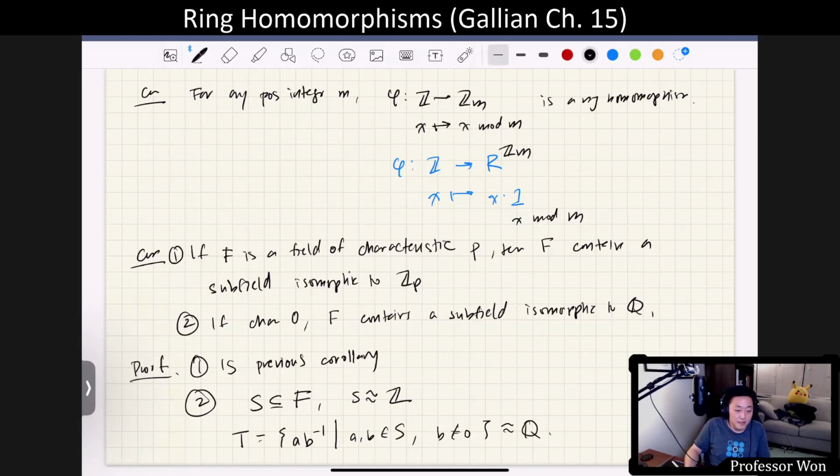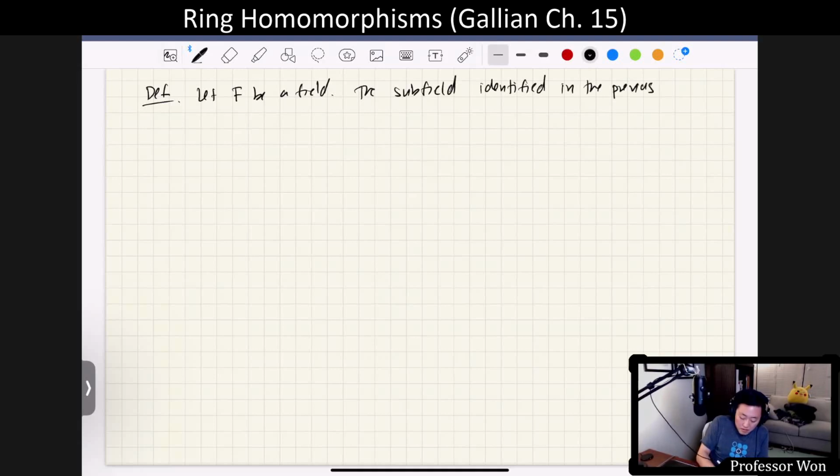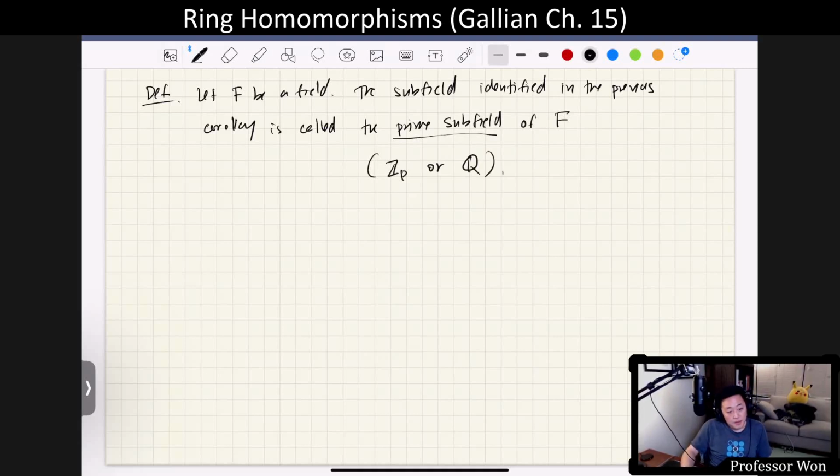Okay, so there are two cases, prime characteristic or characteristic 0. But if you happen to be a field, then prime characteristic means you actually contain a subfield isomorphic to Zp, over which you're actually a vector space. Characteristic 0 shows that you contain a subfield isomorphic to Q, over which you're a vector space. Not necessarily finite dimensional, not even necessarily countable dimensional. So let F be a field. The subfield identified above is called the prime subfield of F. And it's either Zp or it's Q, at least it's isomorphic.